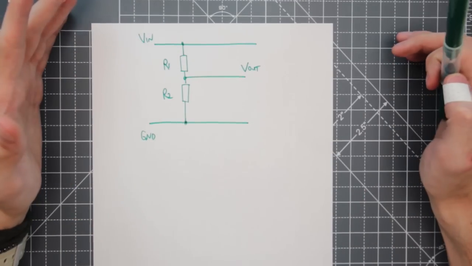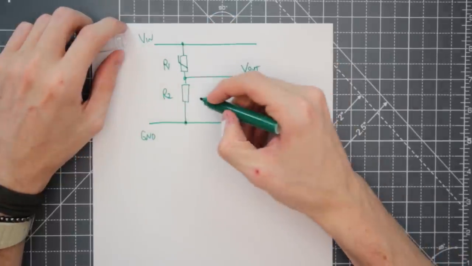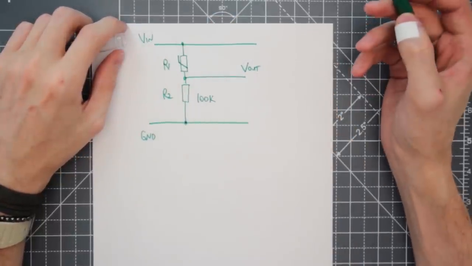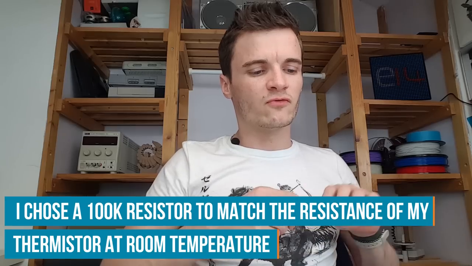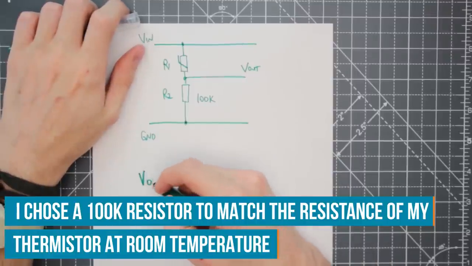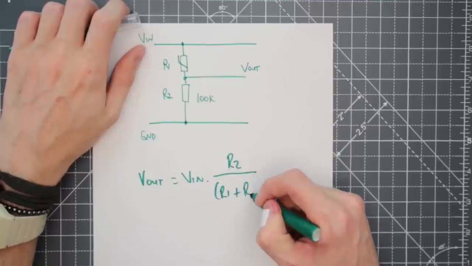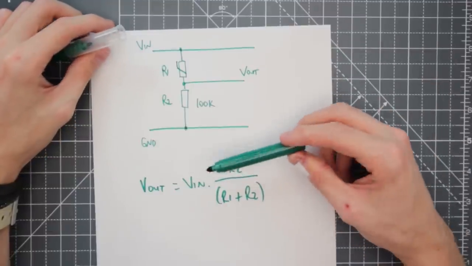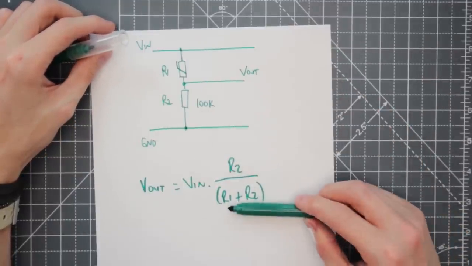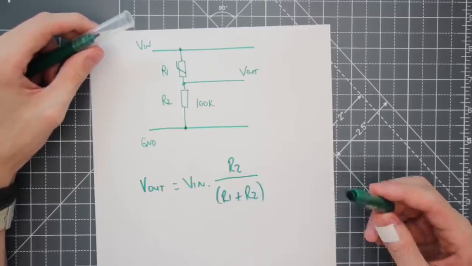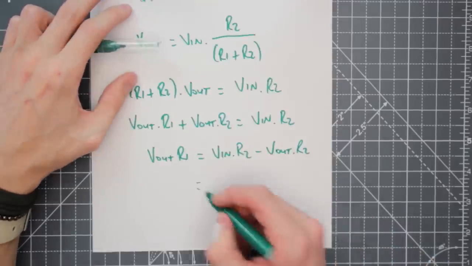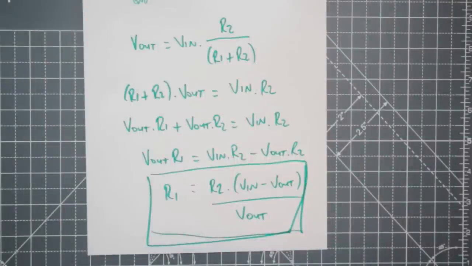Here's a diagram of our circuit. The voltage divider. R1 is our thermistor, R2 is 100K. Now there's an equation for voltage dividers, and that goes Vout equals Vin times R2 divided by R1 plus R2. Now we know Vout because that's what we measured in our code. Vin is 5 volts, R2 is 100K, and R1 is what we want to find out, that's our thermistor. And the way to do that is to rearrange this equation in terms of R1. My algebra is a little bit rusty, so I'm just going to skip through this. We can use this equation in our code to find out the resistance of our thermistor.